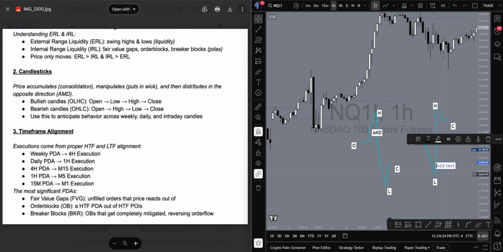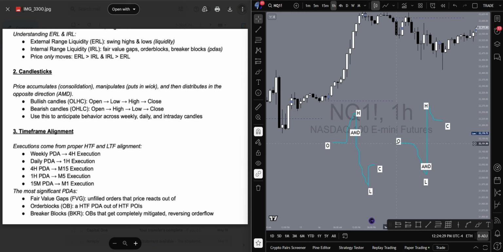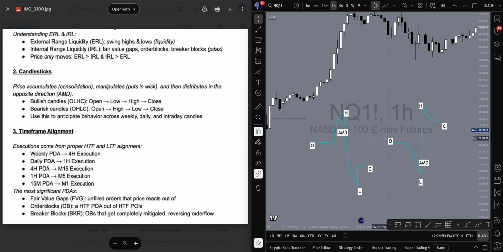Our AMD will be right here. Our bullish candle: we accumulate up here with the open, we manipulate lower, and then we distribute all the way back up. What do we do when we spot AMD or PO3? We want to target manipulation, find our entry, and use the distribution leg and volatility with our trades. That's how we can get an A+ setup.